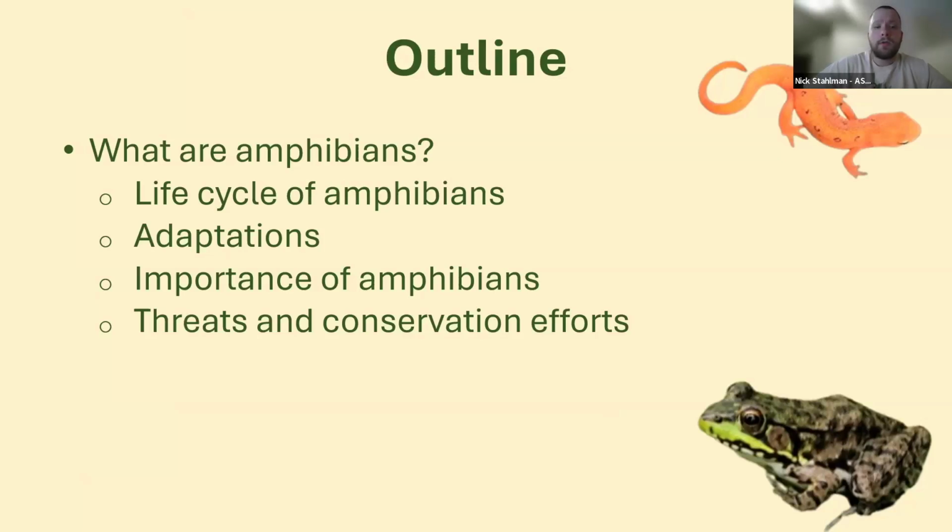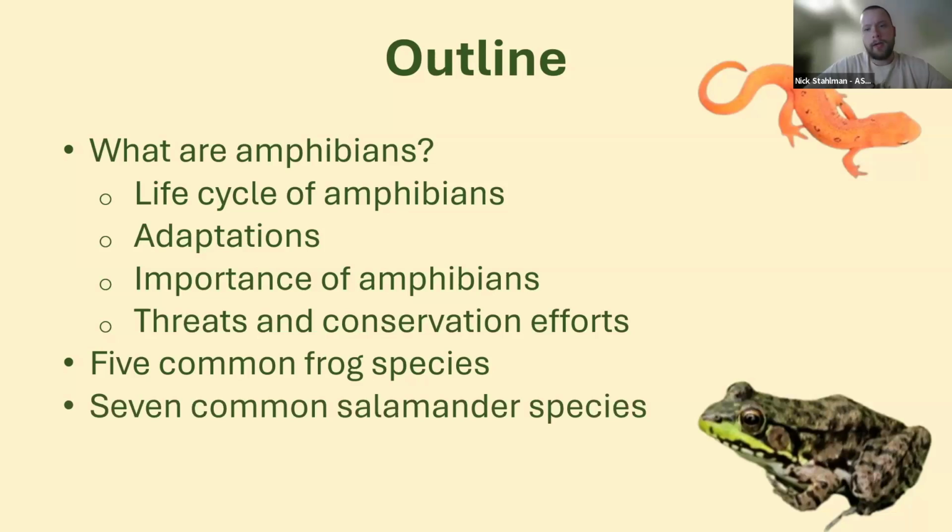Finally, we'll go into some actual ID. We'll cover 5 of the common frog species that you'll find in Southwest PA and 7 of the common salamander species. And at the very end, I will have some resources that you can take a deep dive to learn more about ID of the various salamanders and frogs throughout PA as well as the world, and some of the ways that you can get involved in some citizen science projects.